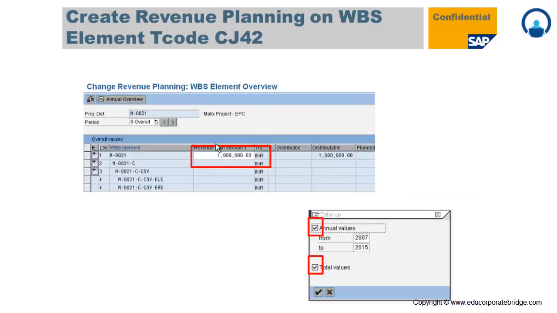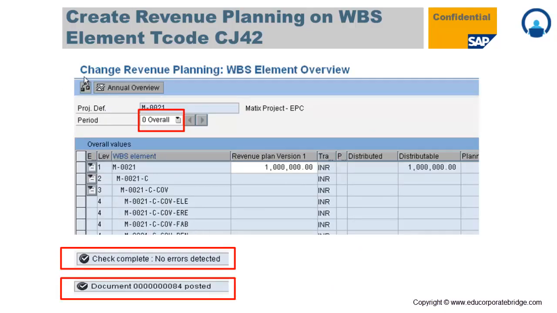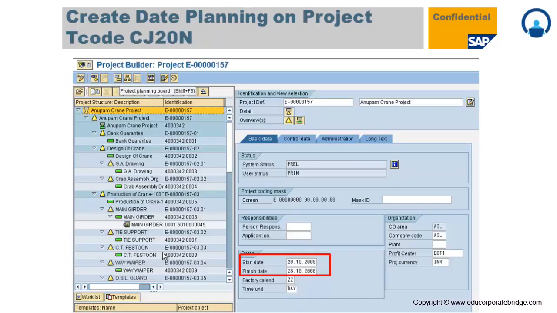After maintaining the revenue plan, revenue needs to be maintained for the annual and the total values. It is applicable for all the years, and it will roll up if it is maintained on the lower level to the higher level. Finally, you need to check whether there is any error. If the system throws 'check complete, no errors', and no errors are found, then finally the document gets posted through FI. So we are talking about cost planning and revenue planning.